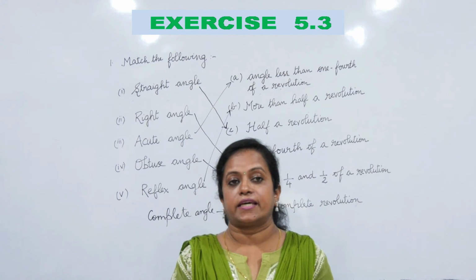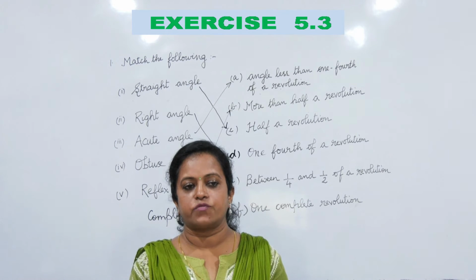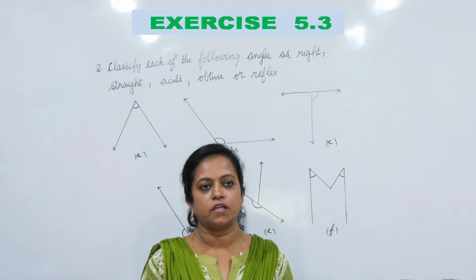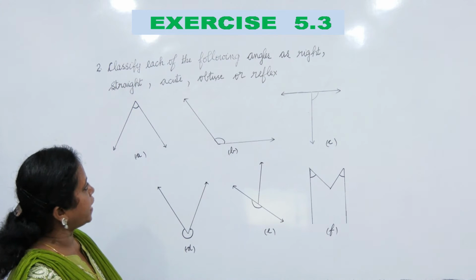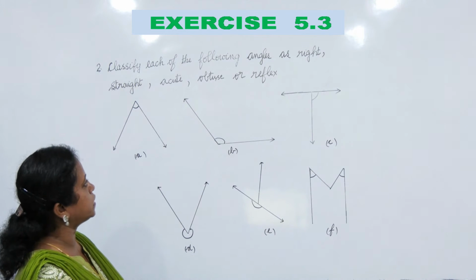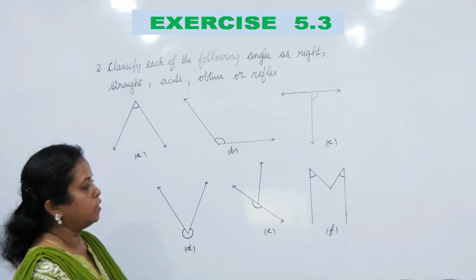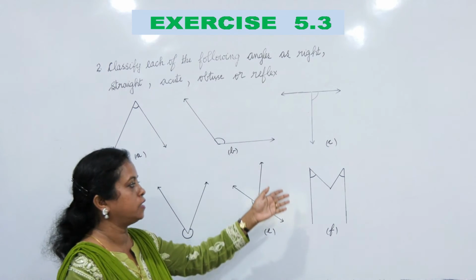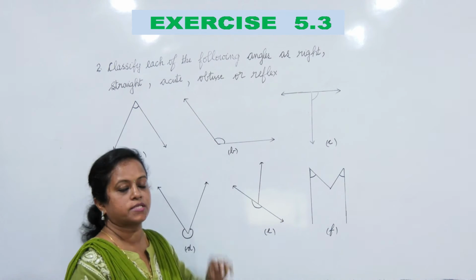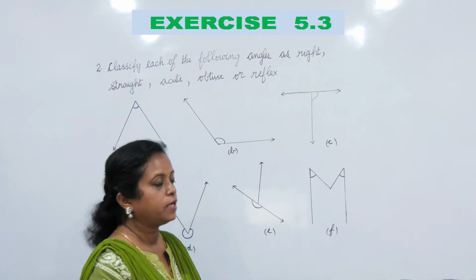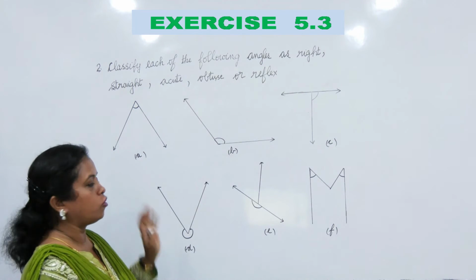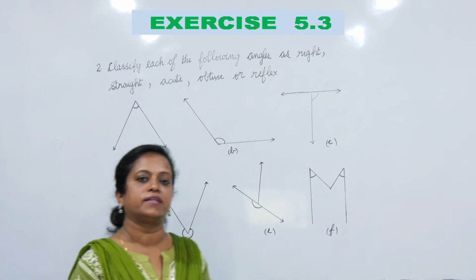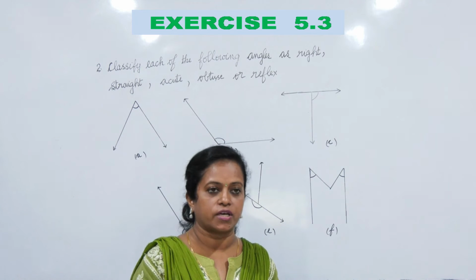Now we'll solve the second question of exercise 5.3. The second question of the exercise reads, classify each of the following angles as right, straight, acute, obtuse or reflex. The different cases you can see here, you have to classify according to the types of angles that you have just learned. So how will you classify? You will have to classify by observation, or you can even do it with a right angle tester, which I had just shown you.